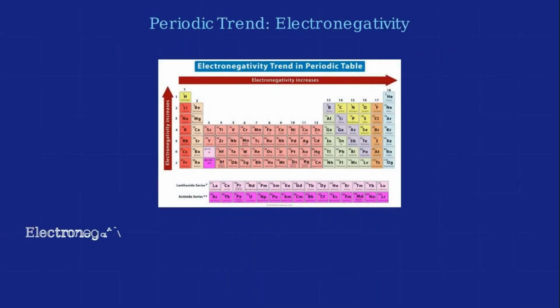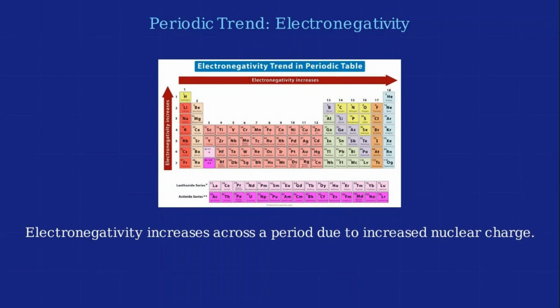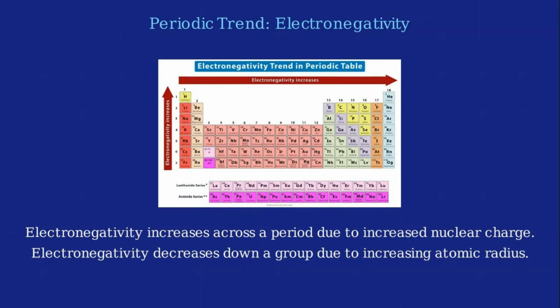Electronegativity measures an atom's ability to attract electrons in a bond. This property increases as we move from left to right across a period, as atoms have more protons and fewer shells shielding the nucleus. It decreases as we move down a group, as valence electrons get farther from the nucleus.